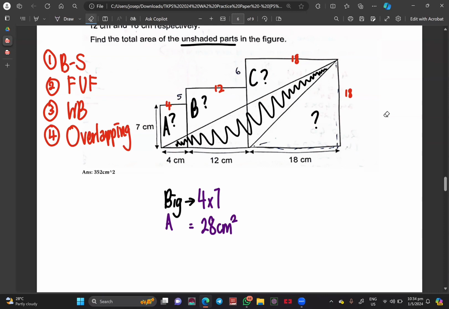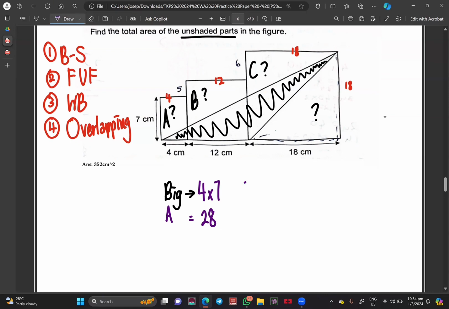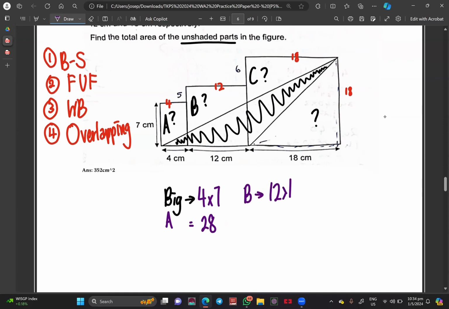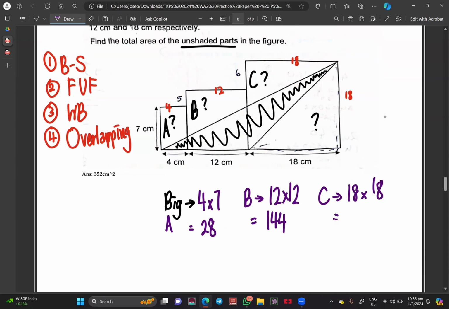Now, if you want to have units, you have units throughout. If you don't want to have units, then make sure your last part, your answer, will have units. For B, it's a square, so 12 times 12, we get an answer of 144. And for C is basically just 18 times 18, and because it is a square, when I do 18 times 18, we get an answer of 324.